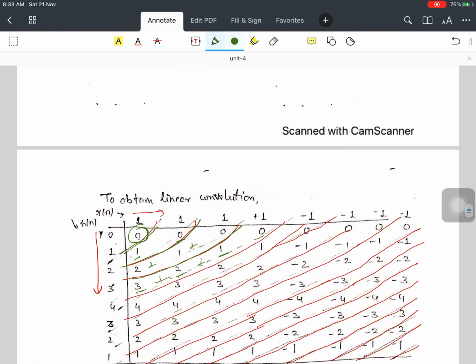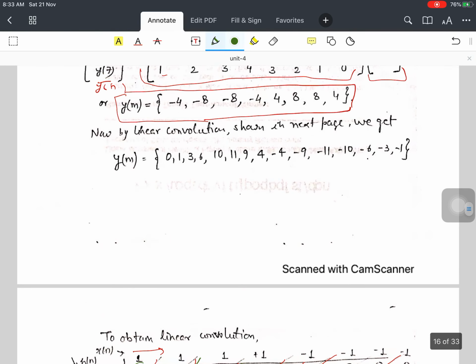Now, you can check whether it is same or not. So, here 0, 1, 3, 6, 10, 11, 9, 4, minus 4, 9, that is coming from this linear convolution. And what we were getting from circular convolution was this YM. So you can see over here both are not same, both are different.